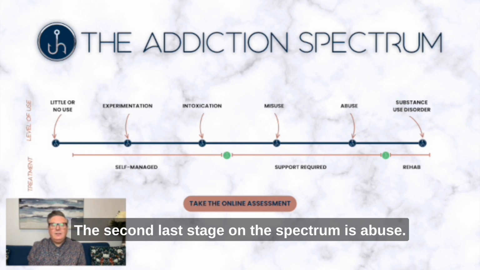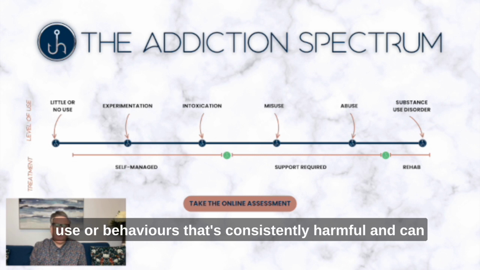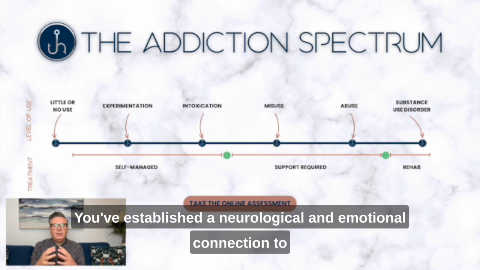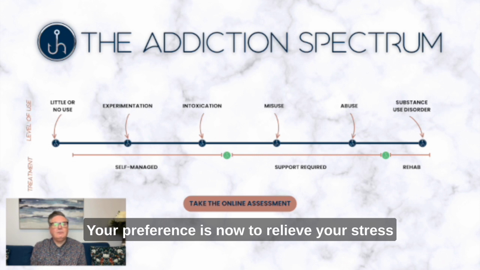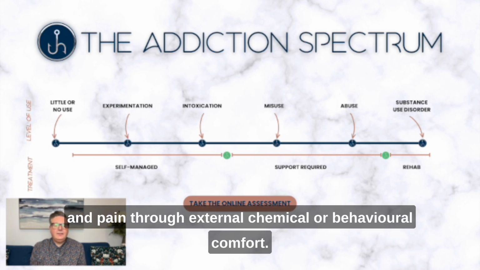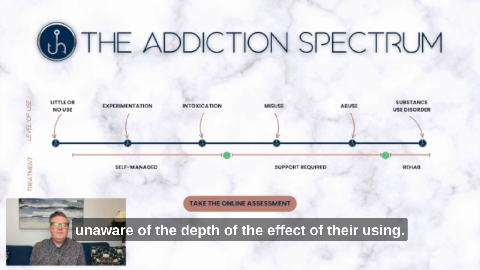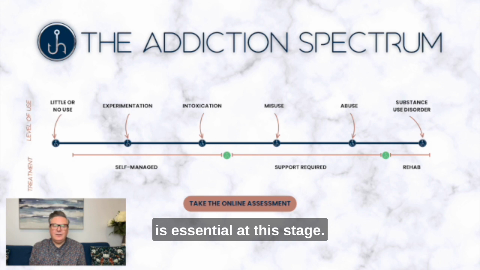The second last stage on the spectrum is abuse. This is characterised by a pattern of substance use or behaviours that's consistently harmful and can put you at risk of negative consequences. You've established a neurological and emotional connection to the substance or activity of your choice. Your preference is now to relieve your stress and pain through external chemical or behavioural comfort. It's not uncommon for people at this stage to still be unaware of the depth of the effect of their using. Finding support from a professional is essential at this stage.